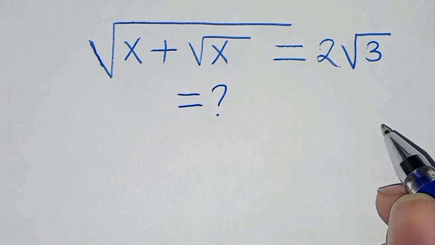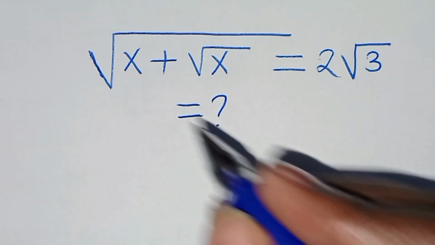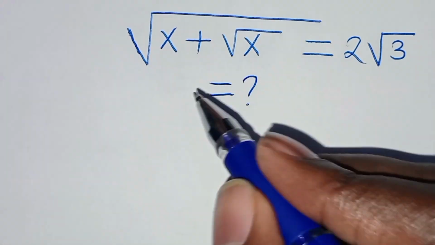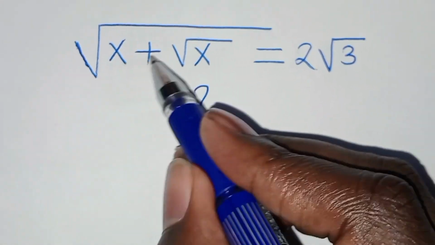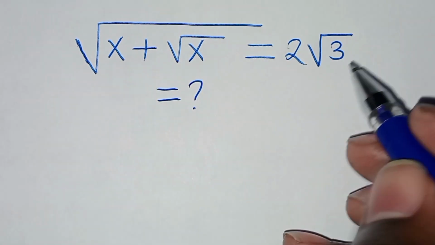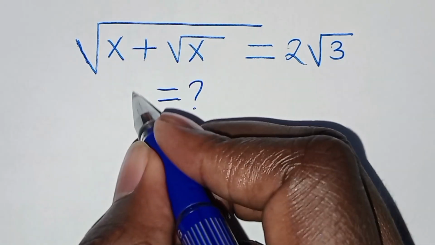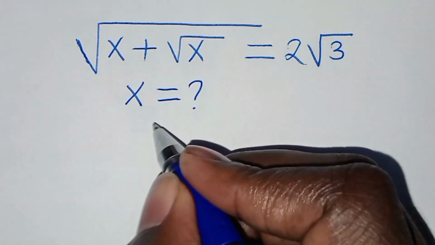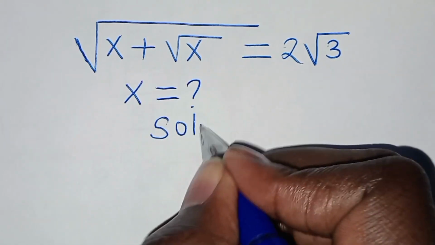Hello everyone, you're welcome to solve this nice square root algebra problem: the square root of x plus square root of x is equal to 2 square root of 3. Now, what is the value of x from here? Let's present the solution.